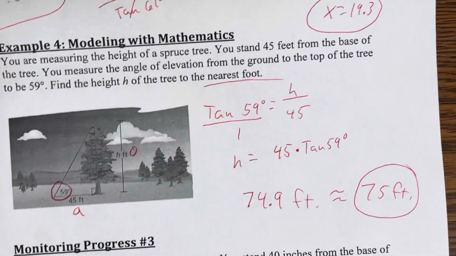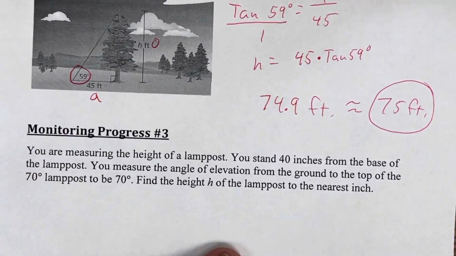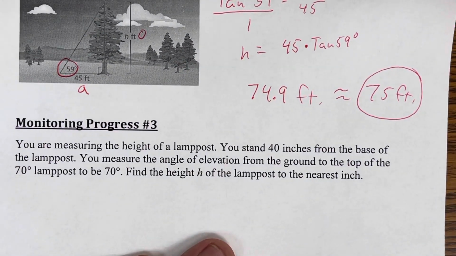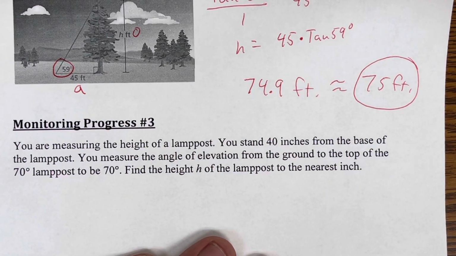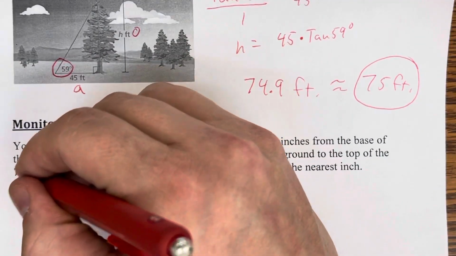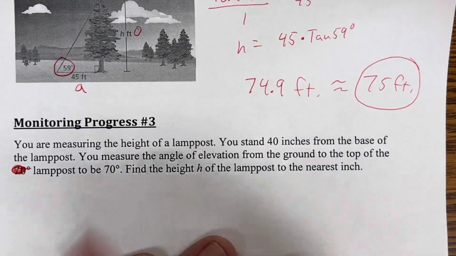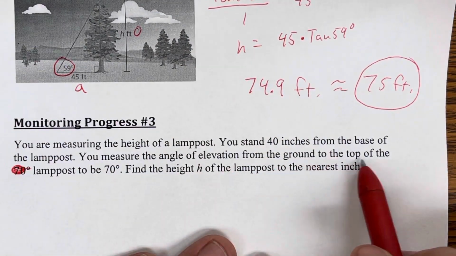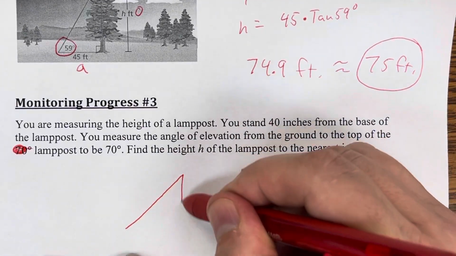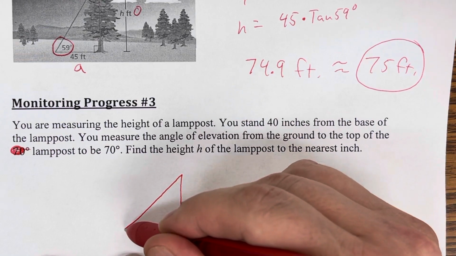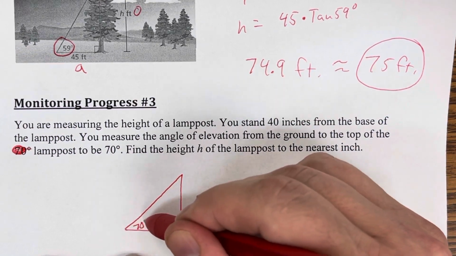Okay? And the last one, you're measuring the height of a lamppost. You stand 40 inches from the base of the lamppost. You measure the angle of elevation from the ground to the top of the lamppost to be 70 degrees. Find the height of the lamppost to the nearest inch. So this really shouldn't be there. Cross that off. Angle of elevation from the ground to the top of the lamppost to be 70. So I am going something like this. Angle of elevation looking up is 70 degrees.